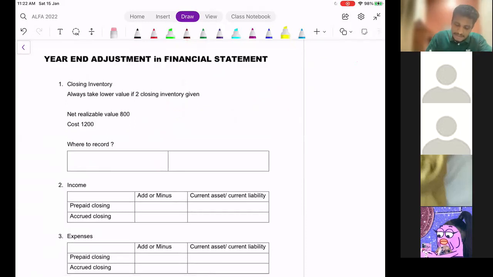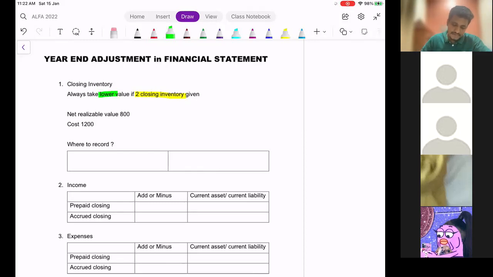Okay, the first one is closing inventory. Always remember, if the question gives you two closing inventory values, always take the lower value, regardless of whether it's net realizable value or cost. We take the lower value because we are prudent. We don't want to overstate our assets. We don't want to overstate our profit. So for closing inventory, always take the lower one, because we are prudent.